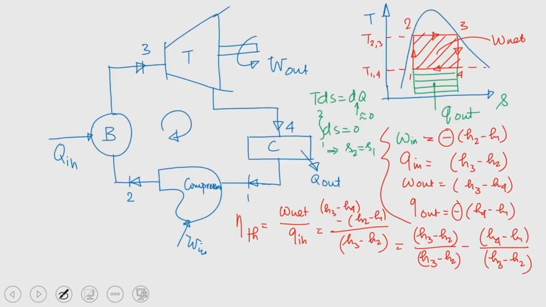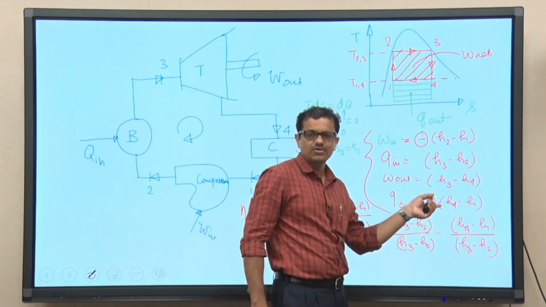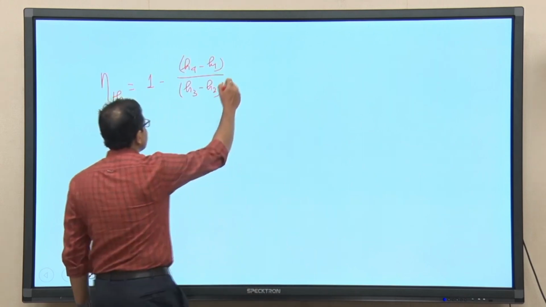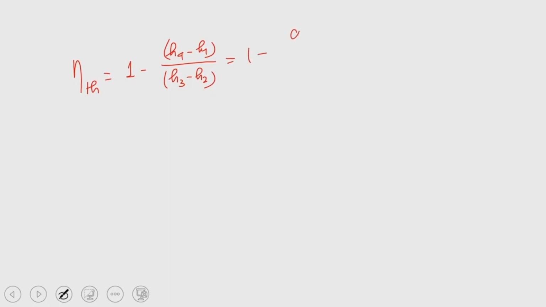So, basically if we go to the next slide, we can write thermal efficiency equal to 1 minus (H4 minus H1) divided by (H3 minus H2). See, H4 minus H1, that is Q out. So, this is Q out. The negative sign is used to indicate that it is the amount of heat which is rejected from the system. Okay. So, we can write this is nothing but 1 minus Q out divided by Q in.